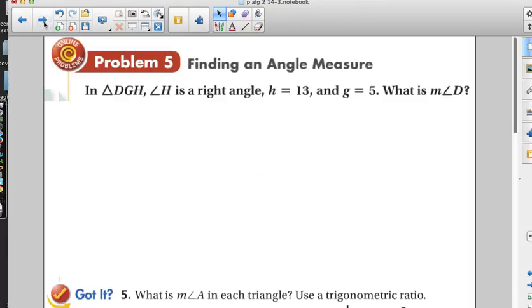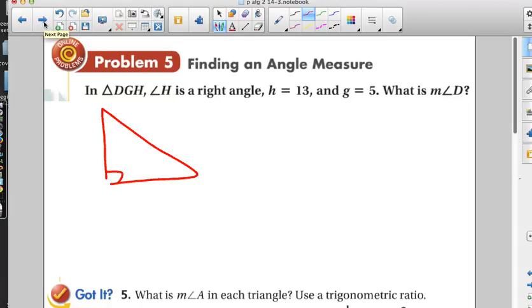And in number 5, it says, in triangle DGH, angle H is a right angle. And like I've said before, I'm a picture person, and it absolutely helps you set up your trig as far as SOHCAHTOA goes. So here we have an H. I'll just put the D over here. DGH. Doesn't make any difference if I did D up here and G down here. You just have to have that 90-degree angle in the right spot. And then they tell us little h is 13.